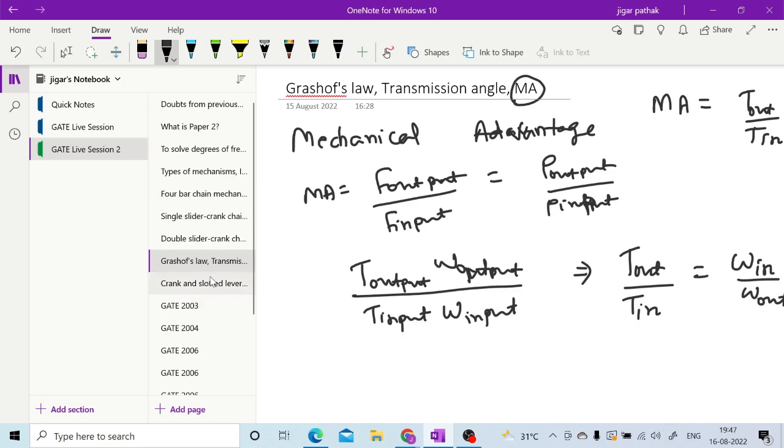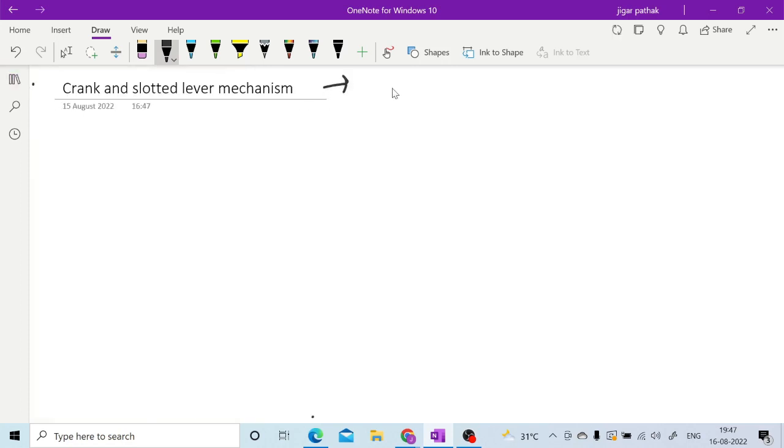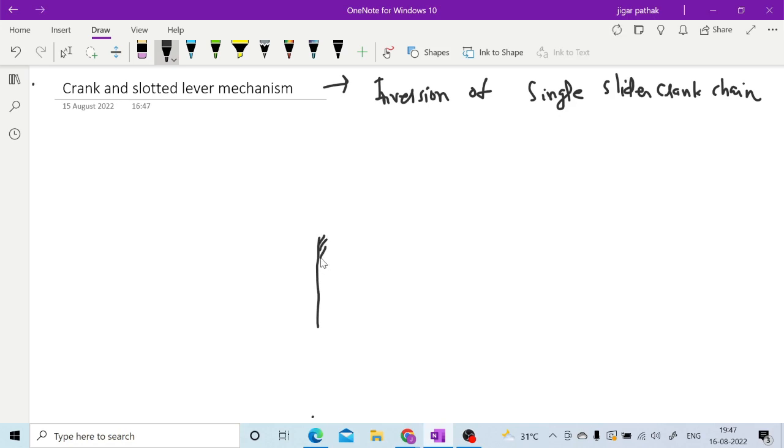Okay. So the next is this crank and slotted lever mechanism that we have seen. It is one of the inversions of the single slider crank chain mechanism. So here what is fixed is your connecting rod. As you can see, this connecting rod is fixed, and you will have a crank. That crank is going to have full rotation, as we have discussed earlier.